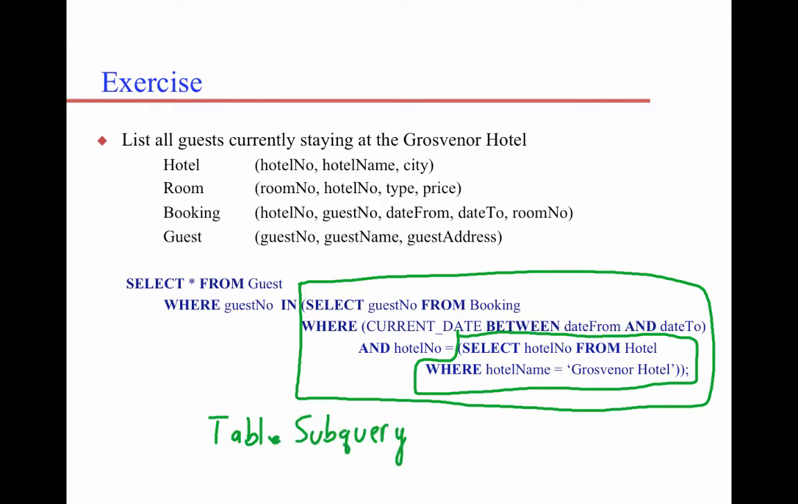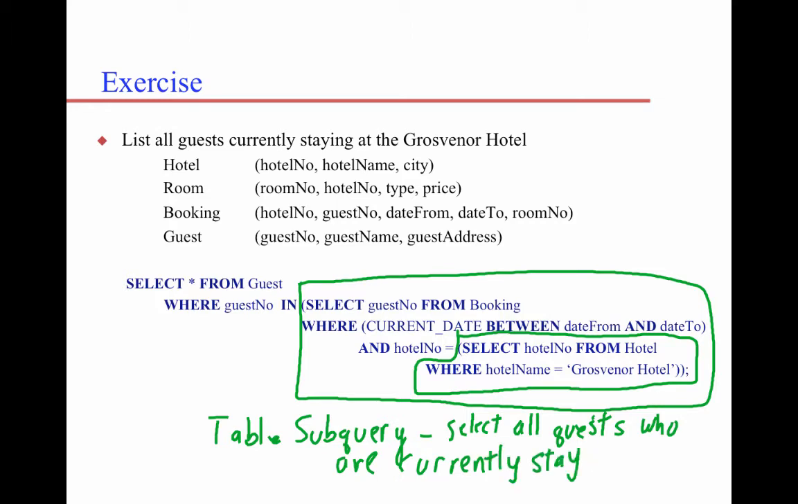And what it is doing, can someone tell me what it is doing? It's selecting all the guest numbers from booking where they're currently staying at the Grosvenor Hotel. Right, so select all guests who are currently staying at the Grosvenor Hotel.